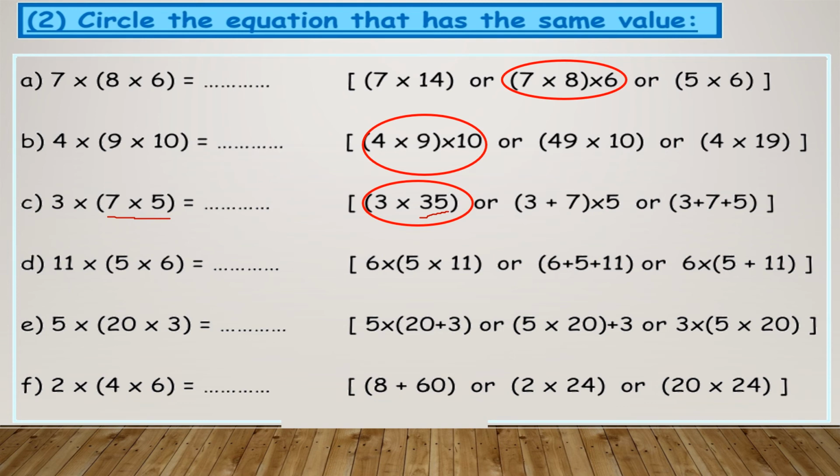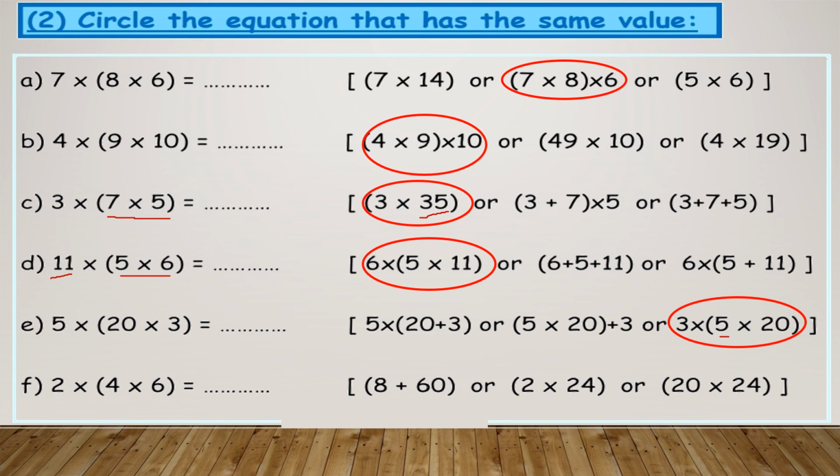And here 11 by 5 by 6, it will mean that I multiply 11 outside and 6 by 5 inside the bracket. It will give you the same result if you put the bracket like this. 5 by 20 by 3, it will be the same result if you put 3 outside the bracket and put 5 inside the bracket. It doesn't change anything. If you change the places of the numbers, it will give you the same result, because multiplication is commutative.